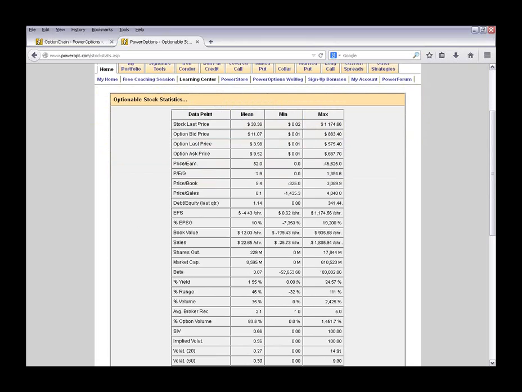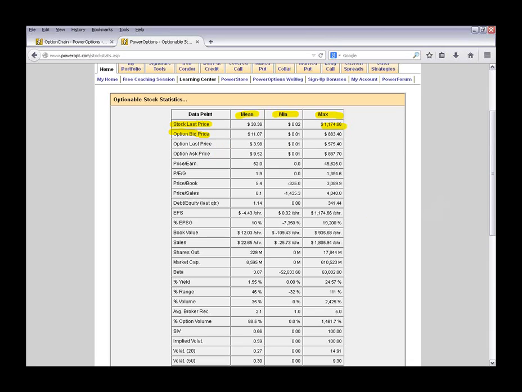All right, so our optionable stock statistics. What this gives us is an overall view of the minimum and maximum and the average, of course, for the stock last price of all optionable stocks, the average for the option bid price, option last, and so forth. You know, this here at 1174, that's one of the highest standard securities. I don't think this is looking at ETFs and indexes.